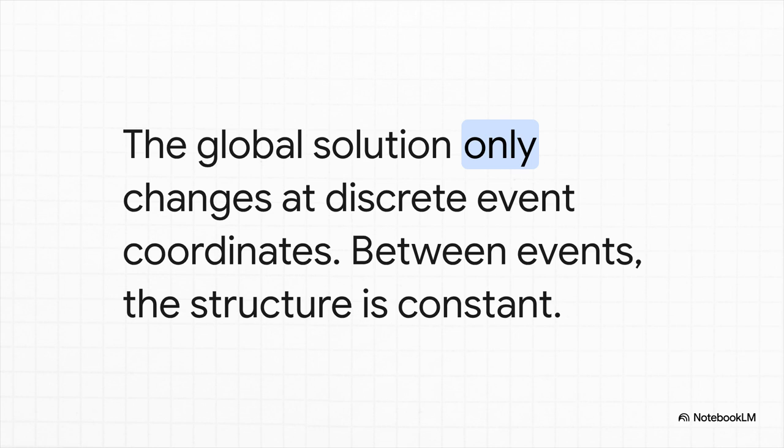Think about it. The overall state of our problem, like how many rectangles are currently overlapping, doesn't change in all that empty space between the shapes. The only places where the answer can possibly change are at the exact coordinates where a shape begins or ends. So that means we only have to do our work at these specific discrete event points.